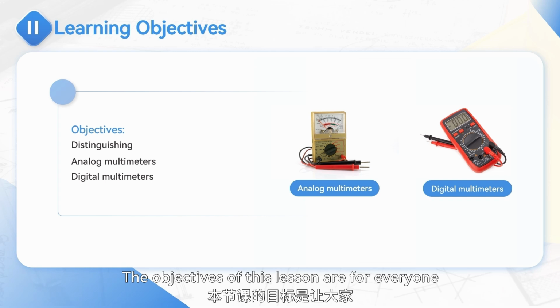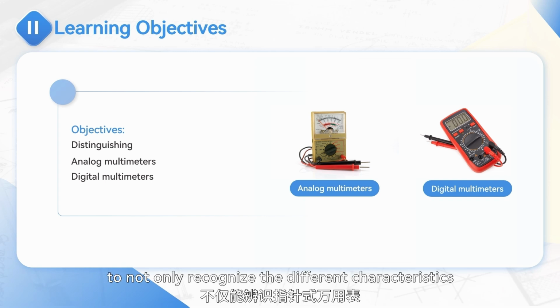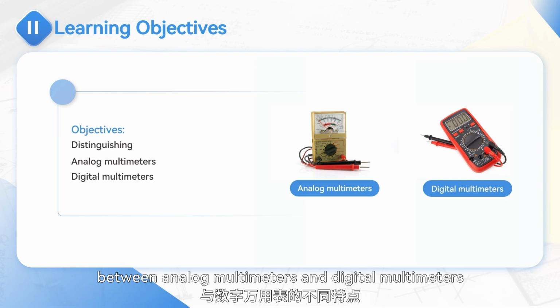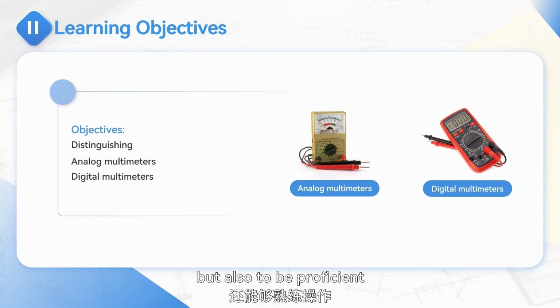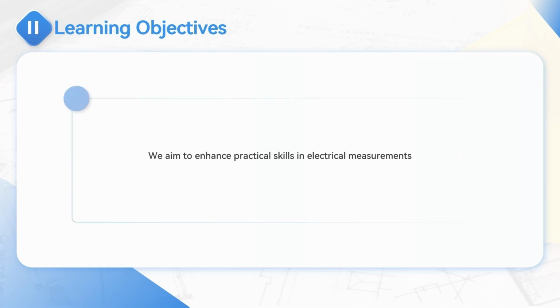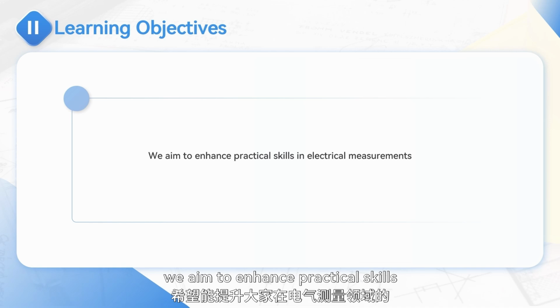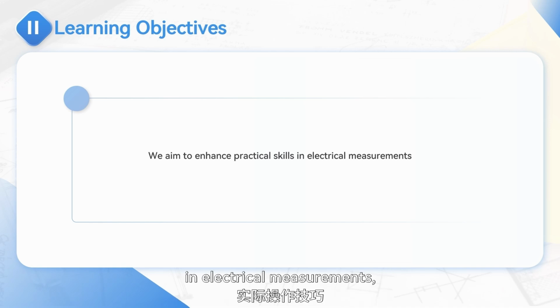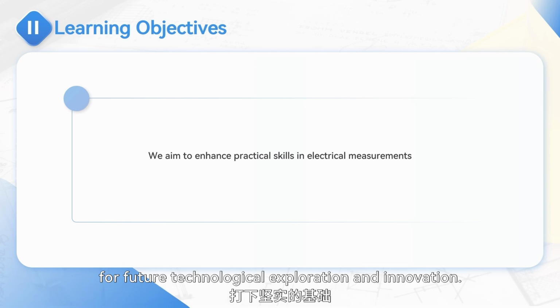The objectives of this lesson are for everyone to not only recognize the different characteristics between analog multimeters and digital multimeters, but also to be proficient in operating an analog multimeter. Through this process, we aim to enhance practical skills in electrical measurements, laying a solid foundation for future technological exploration and innovation.